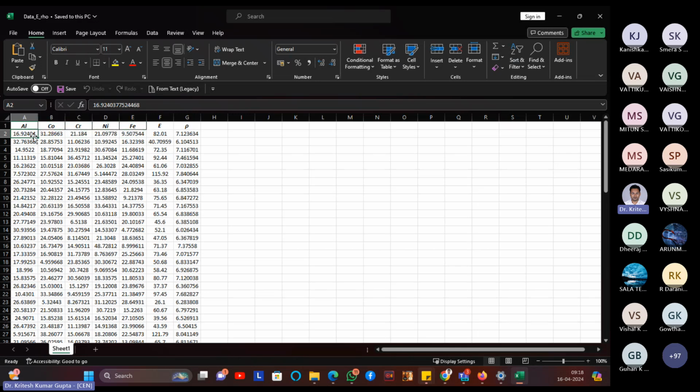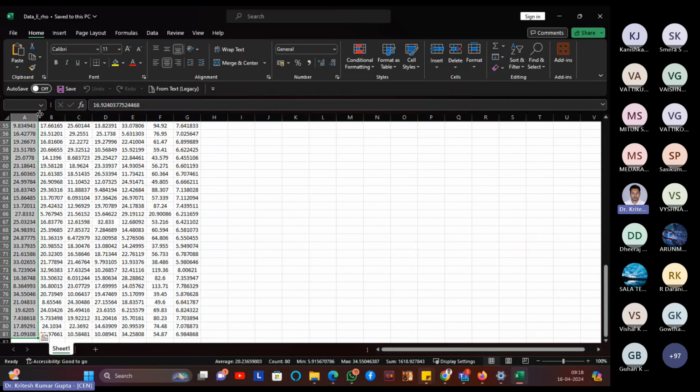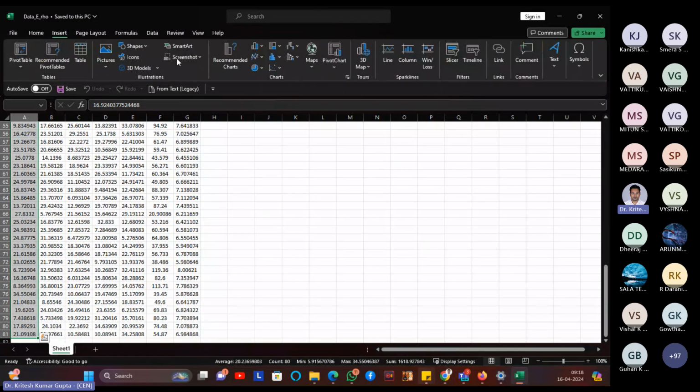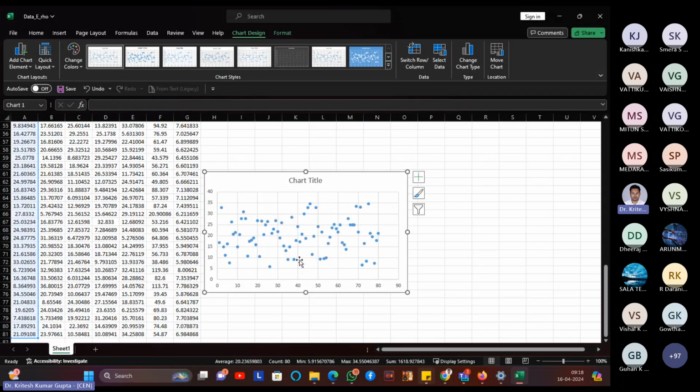If I just want to project this part alone by some scatter plot, here, as you can see, it is varying between 5 to 35, right?